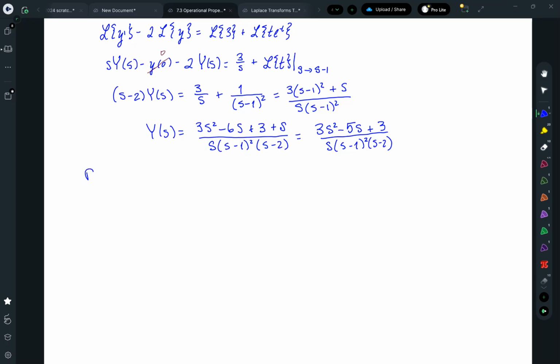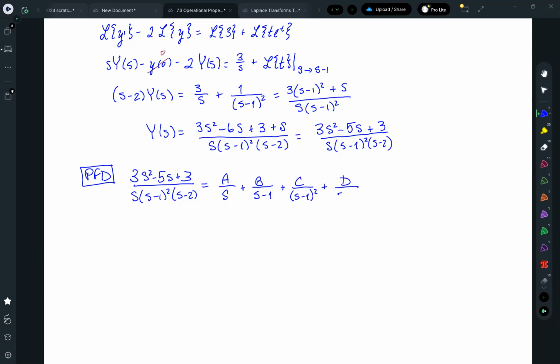Now I do a PFD. So we're looking at breaking down 3s squared minus 5s plus 3 over s times s minus 1 all squared times s minus 2. I have 4 factors in the bottom, so I expect there to be 4 fractions. All the factors are linear, so all the numerators should just be coefficients. I have A over s plus B over s minus 1 plus C over s minus 1 all squared plus D over s minus 2.